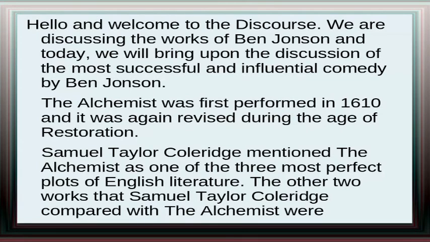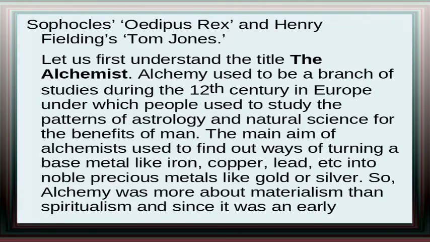The Alchemist was first performed in 1610 and it was again revised during the Age of Restoration. Samuel Taylor Coleridge mentioned The Alchemist as one of the three most perfect plots of English literature. The other two works that Samuel Taylor Coleridge compared with The Alchemist were Sophocles' Oedipus Rex and Henry Fielding's Tom Jones. Let us first understand the title The Alchemist.